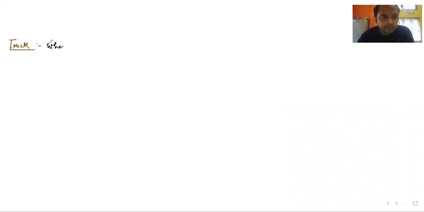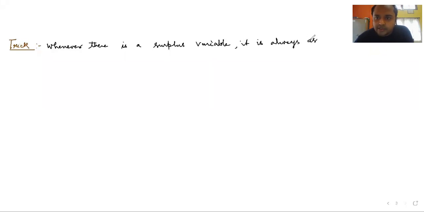So the point is, the trick is: whenever there is a surplus variable, it is always associated with a variable called an artificial variable.